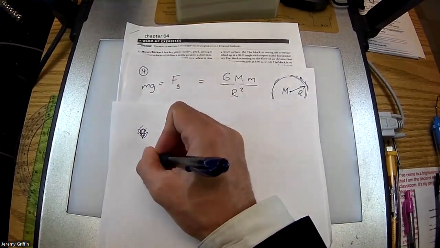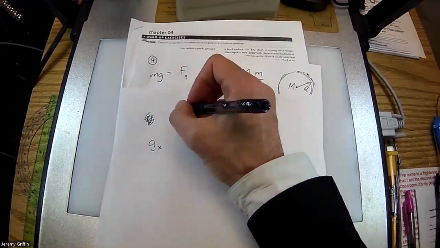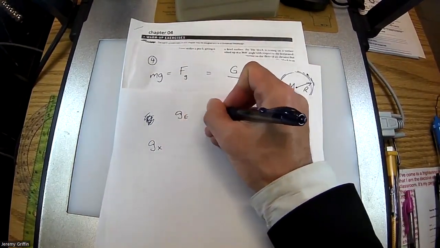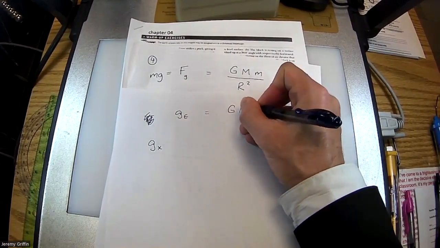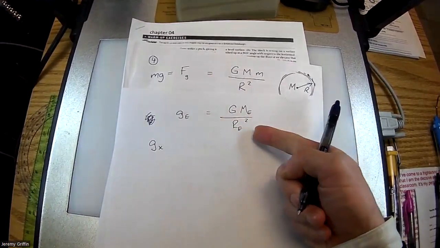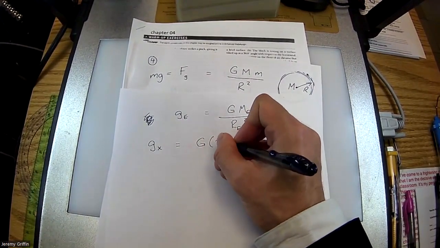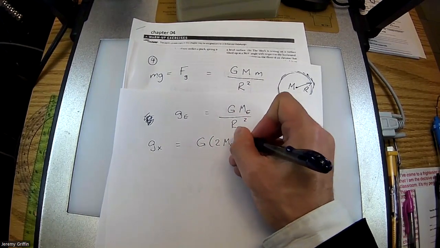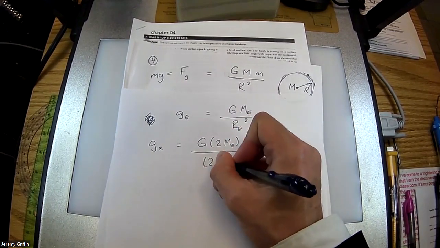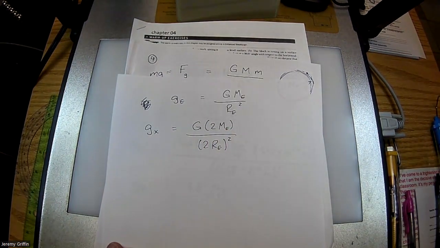Okay. Let's call it a gravity field of planet X. We know that gravity field of Earth is the universal gravity constant times the mass of Earth divided by the radius of Earth squared. Right? So we know that already. The gravity field of planet X, well, I have the universal gravity constant times 2 times the mass of Earth, all divided by 2 times the radius of Earth squared. Right? Can that be true?